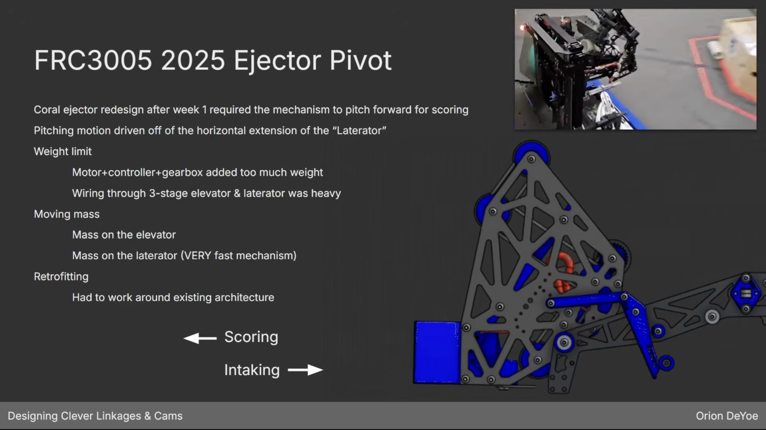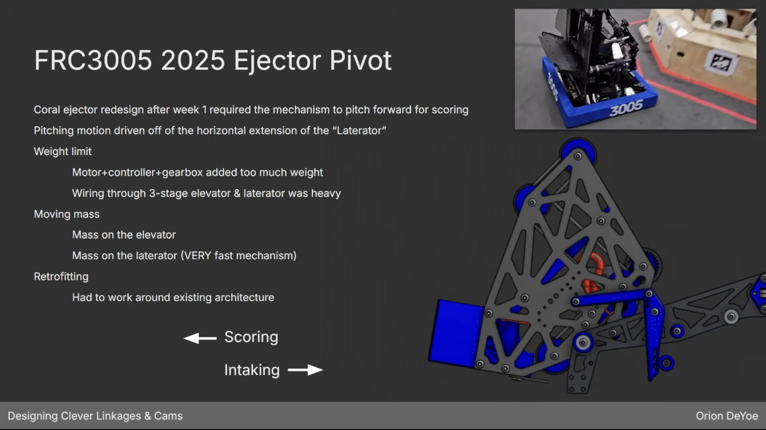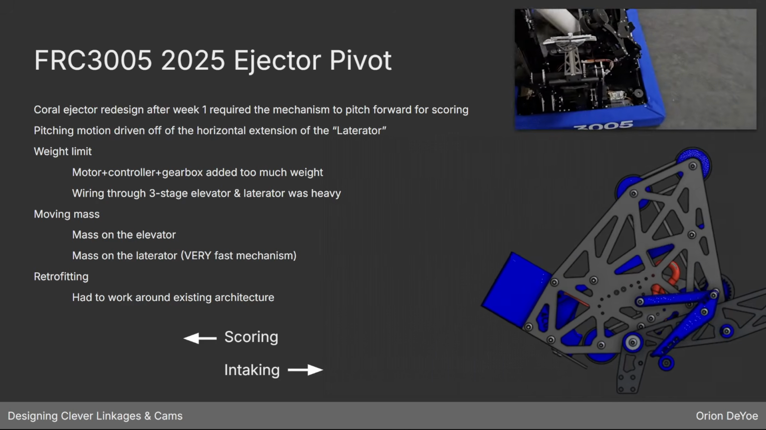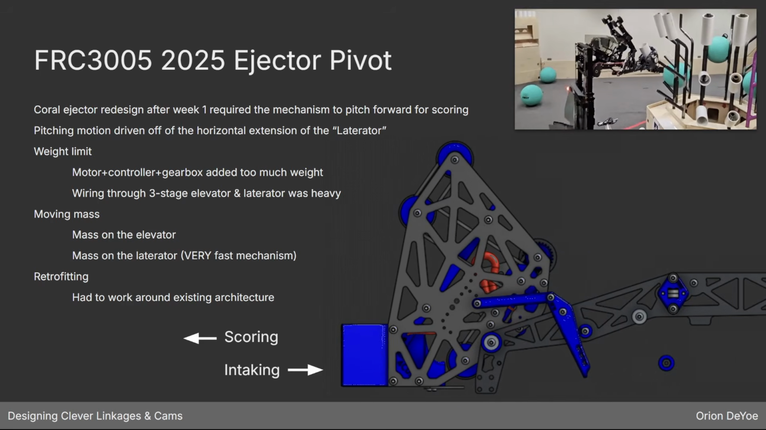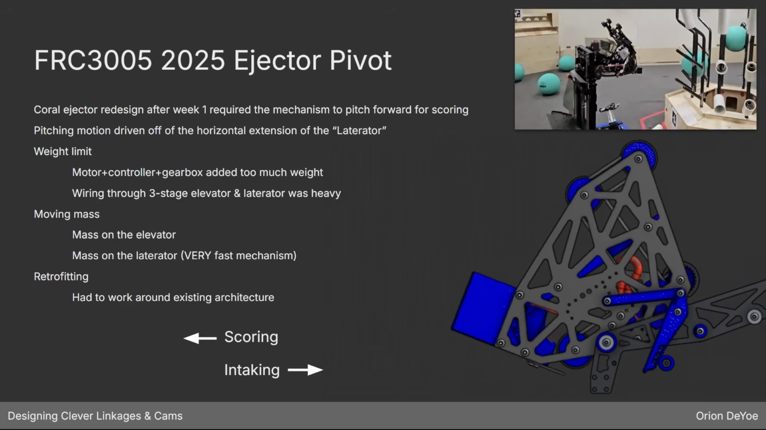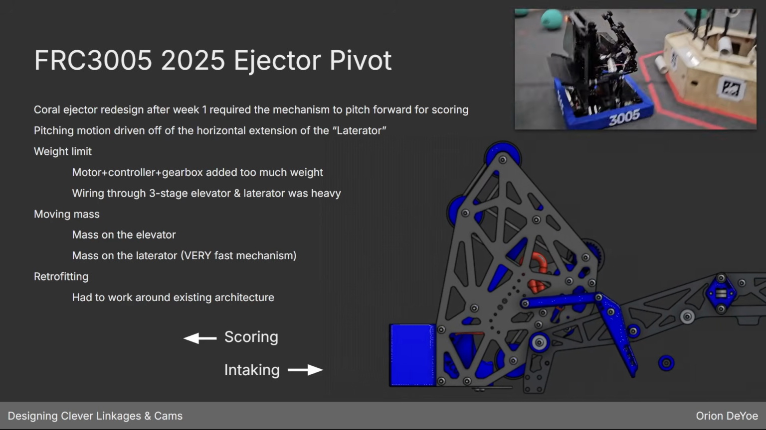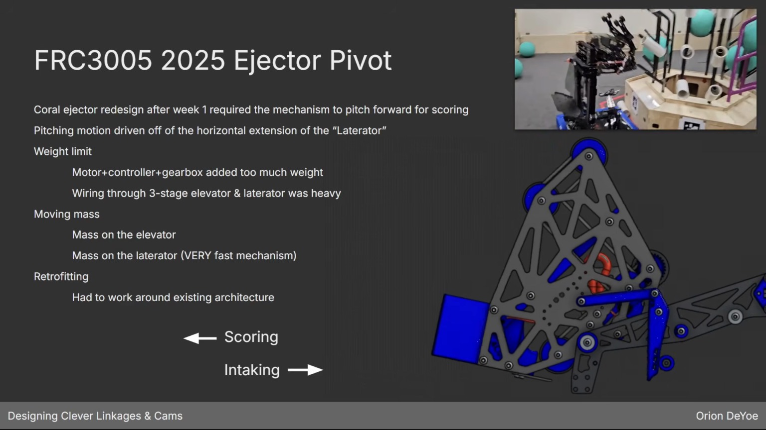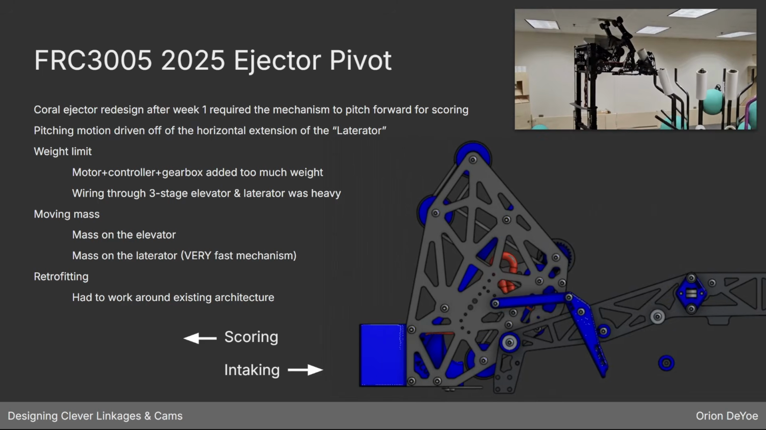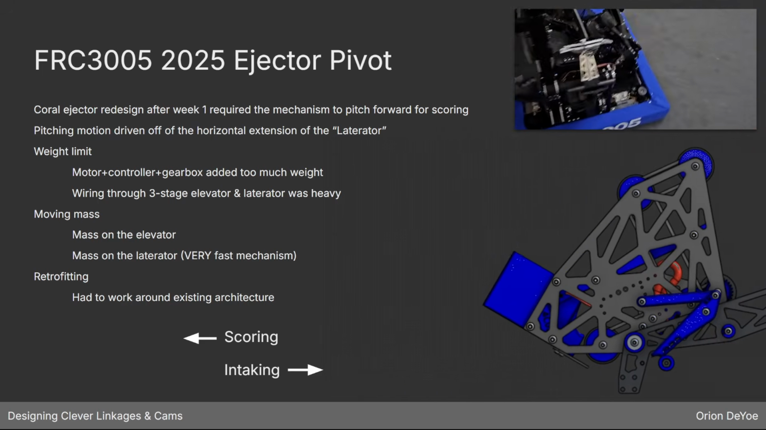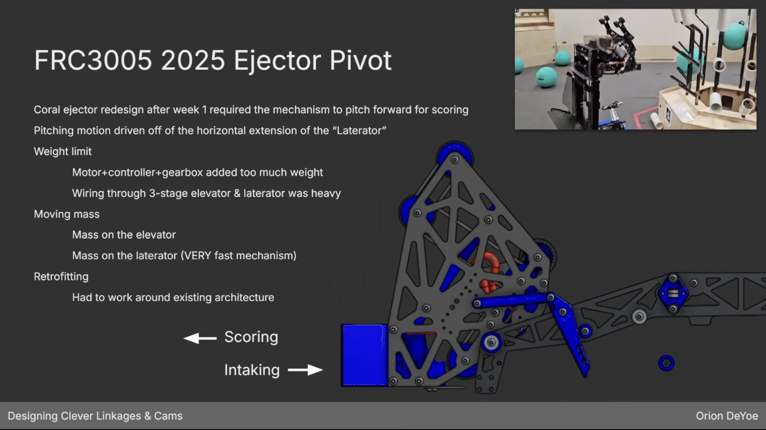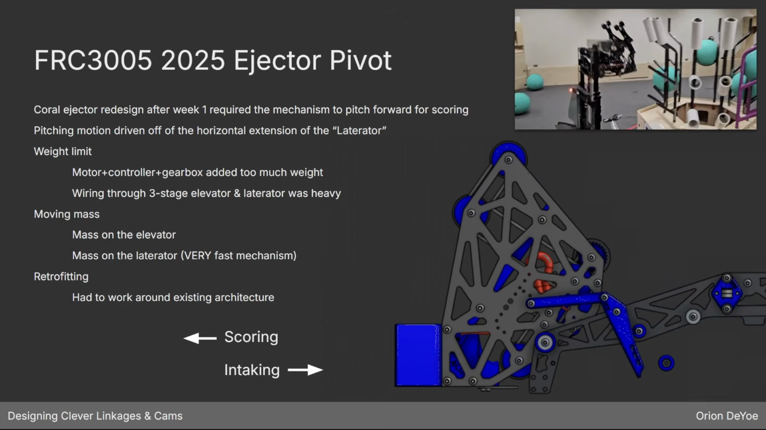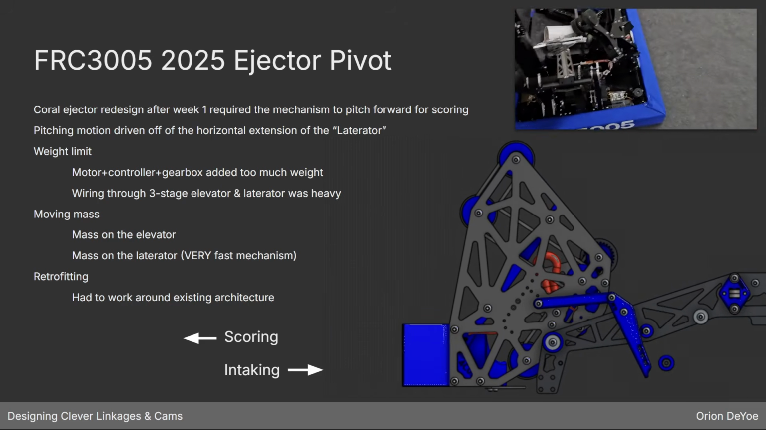We were already very close on weight all season long, and so adding a motor in the gearbox to do this small actuation was not particularly worth it, especially since this was on the elevator on this horizontal laterator system that we had. There was going to be a giant run of wires out there, which was going to add even more weight, and also be a problem in terms of reliability and failure points. And it was going to add a bunch of moving mass to the elevator, which was already very, very heavy, a lot of weight moving up and down.